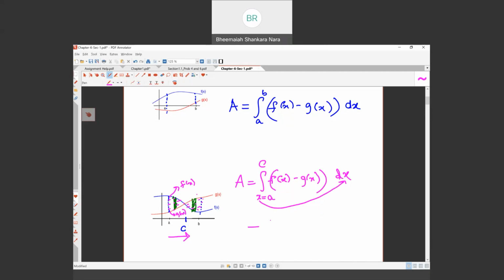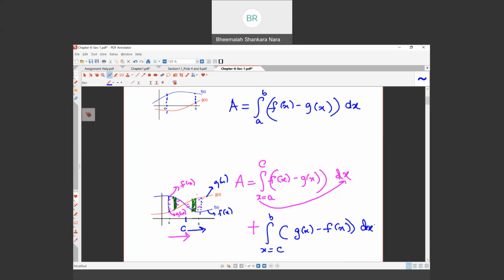Plus, now you start from c and move up to b. So you write the integral with limits c to b. In the c to b interval, you see that g of x is on the top and the function f is on the bottom. So the tallest curve is g, the top one is g. So write g first, then write f of x, and then you have a dx. So for the two curves given here, that is the formula for the area between them.